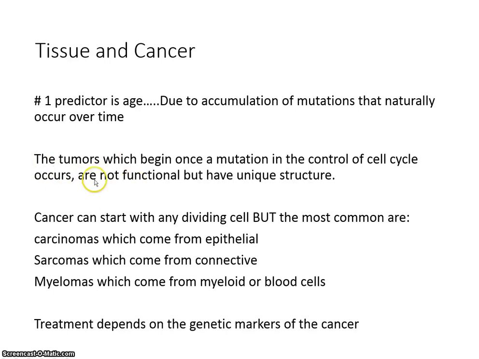Now, tumors are not functional. That's the big problem. They show up, but they crowd out the functional cells. Cancer can start with any dividing cell, but the most common, again, are epithelial, as I said, or connective. All right? And that's because these are cells that maintain their ability to divide throughout life. Your treatment depends on how the cancer originated. All right.